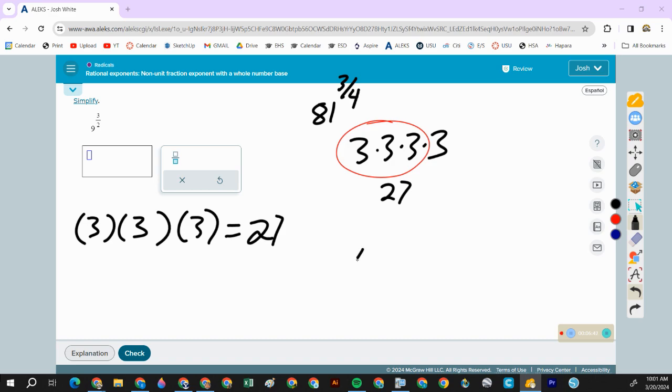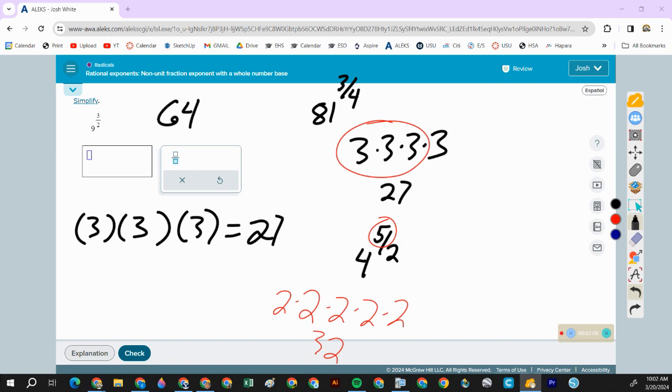So what about 4 to the 5/2? Can 4 be split into 2 equal multiplications? Yes. 2 times 2. How many 2's will be in my answer? 5. Not 5, oops. 5 twos: 2 times 2 times 2 times 2 times 2. That would be 32.